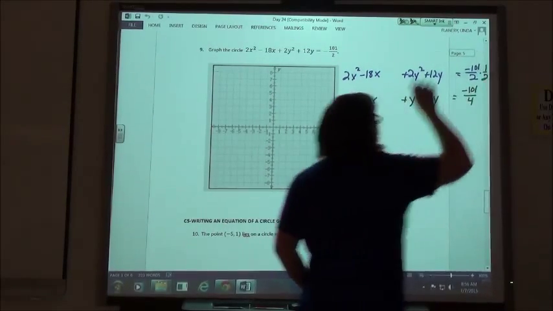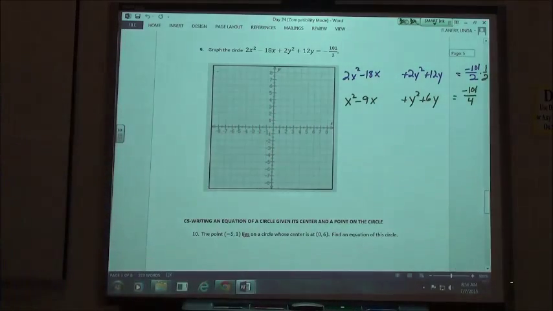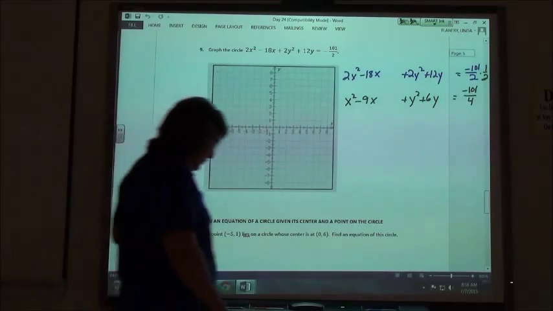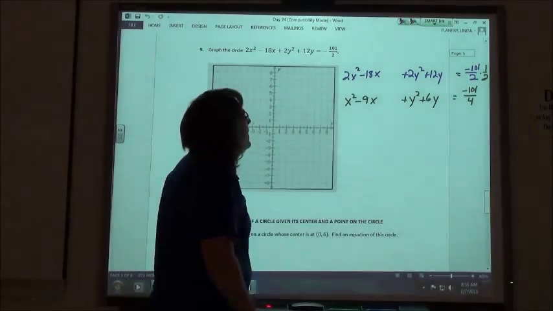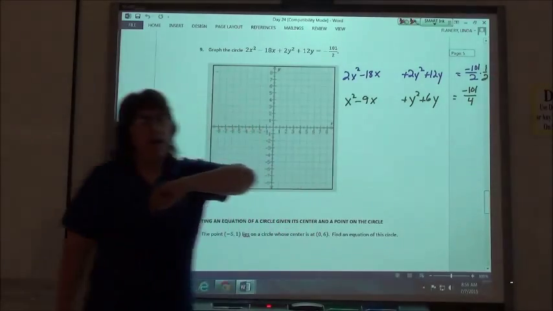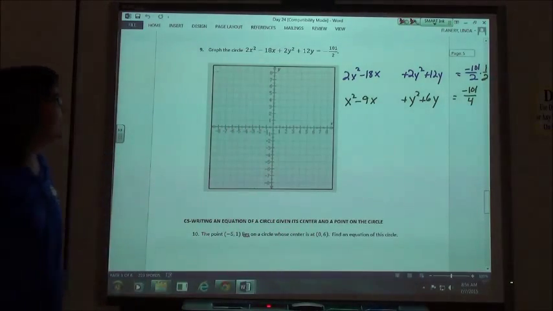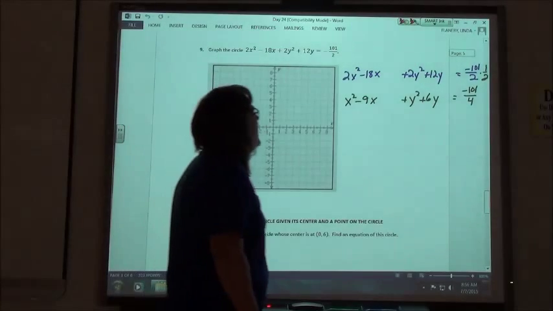Dividing by 2 is multiplying by a half, so I just end up multiplying my denominator by 2. So negative 101 over 4. And so when we complete the square, on the first one we're going to add, oh, we get to add a lovely fraction.